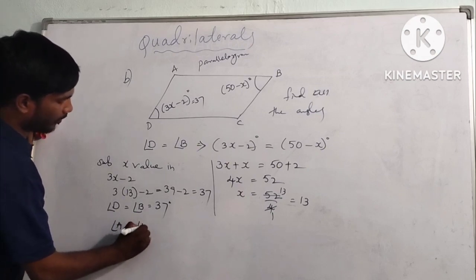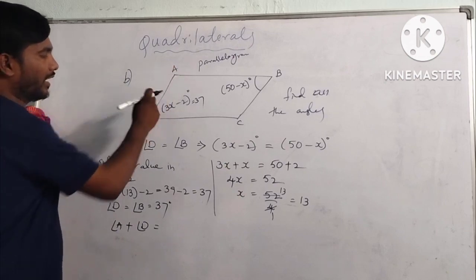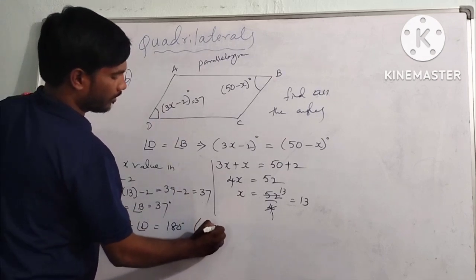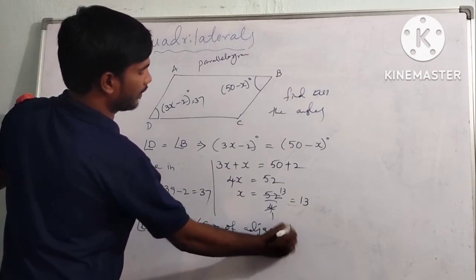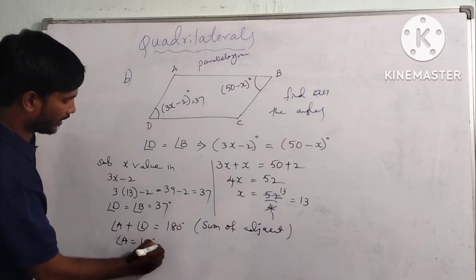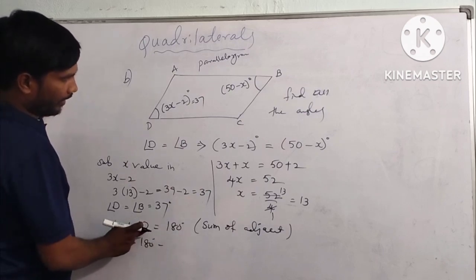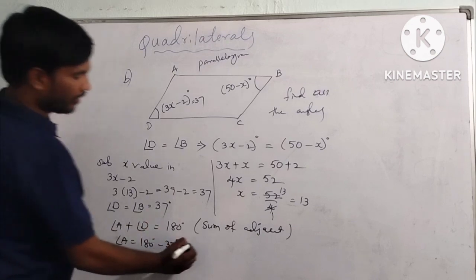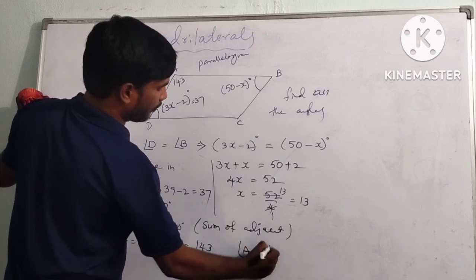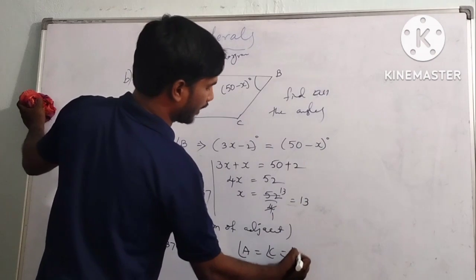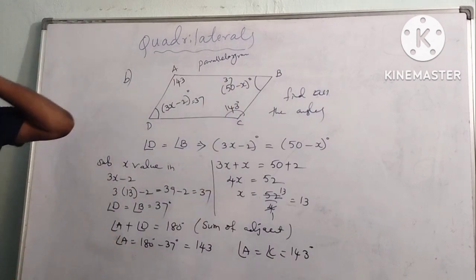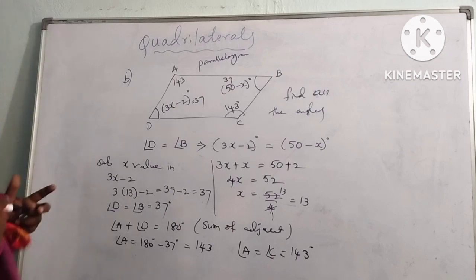Angle A plus angle D is equal to how much? Already in the previous problem we solved that the sum of angle A and angle D is 180 degrees. Why? Sum of adjacent angles is equal to how much? 180 degrees. So angle A is equal to 180 minus D, so this positive D value will become negative. D value is 37. 180 minus 37 is 143. A value is 143. Then angle A is equal to angle C. If angle A is 143, angle C is also 143 degrees. So 37, 143 and 37, 143. These are the four angles.